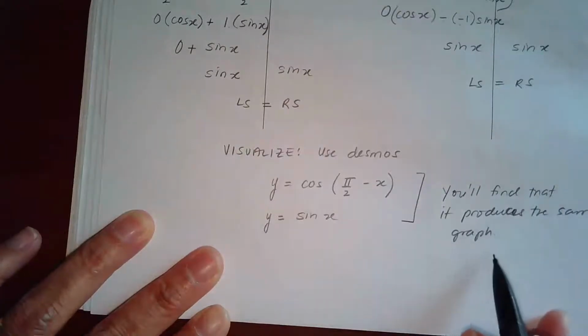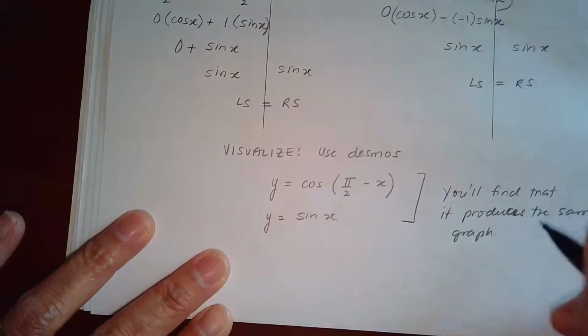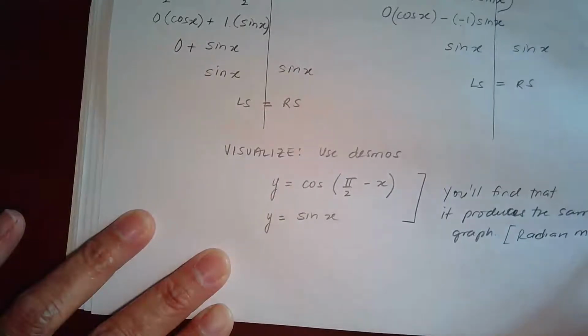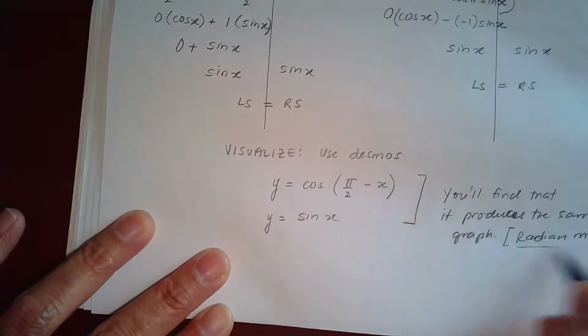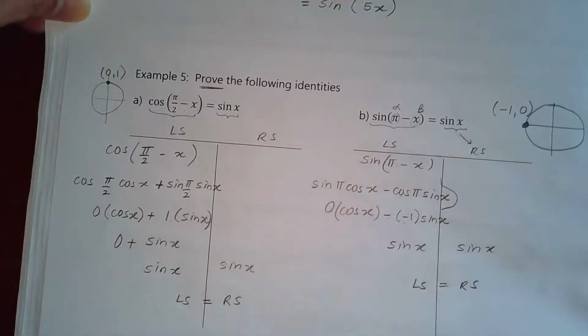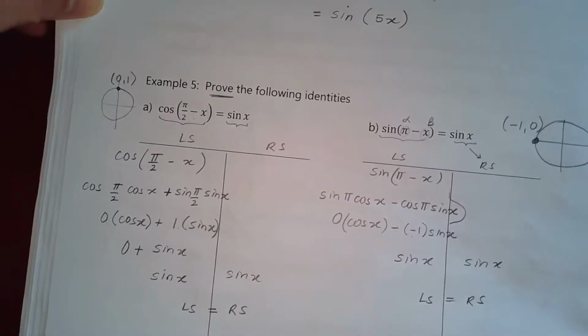Now the other thing too is that we have to make sure that it's in the radian mode, because if it's in the degree mode, it's not going to work. So make sure it's in the radian mode. Okay, and then you do the same thing for that one. You'll see that they will produce the exact same graph.